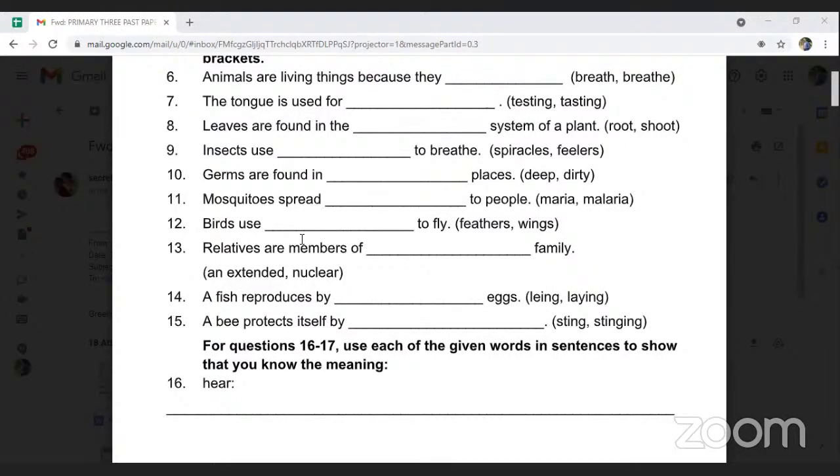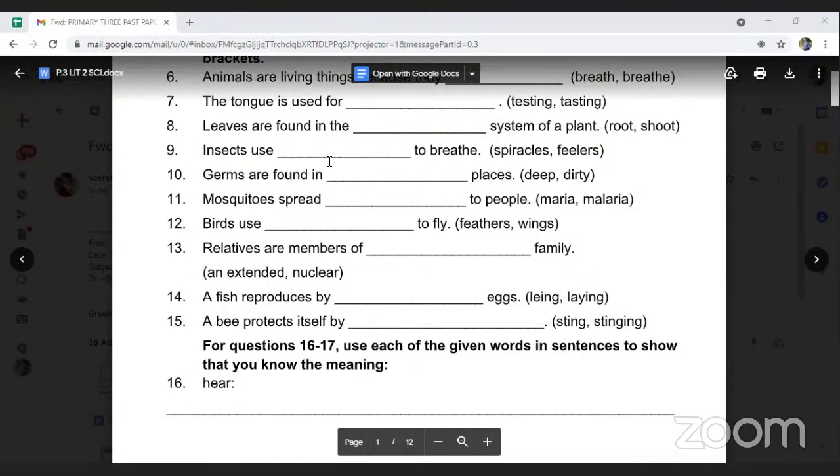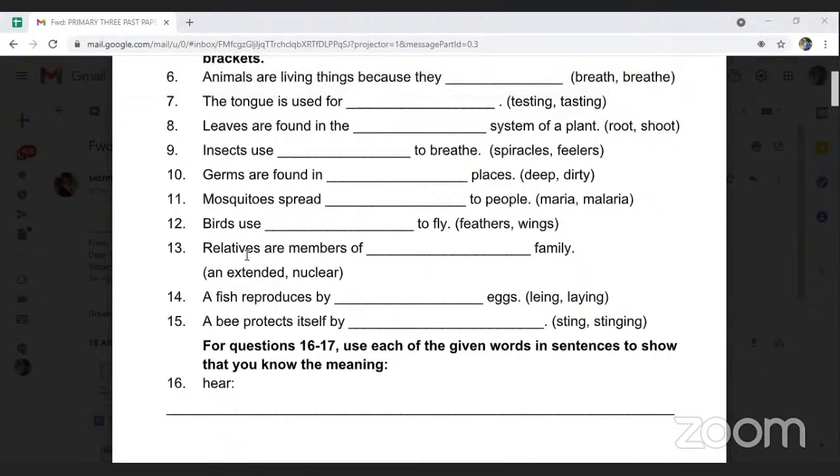Let me have Raphael read first number 12. You choose the answer for the brackets. Birds use dash to fly. What is the answer? Wings. Birds use wings to fly. Okay. They use their wings. What do they use for flying? Is it wings or feathers?